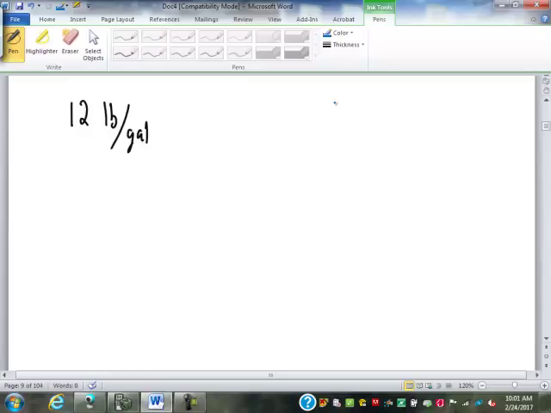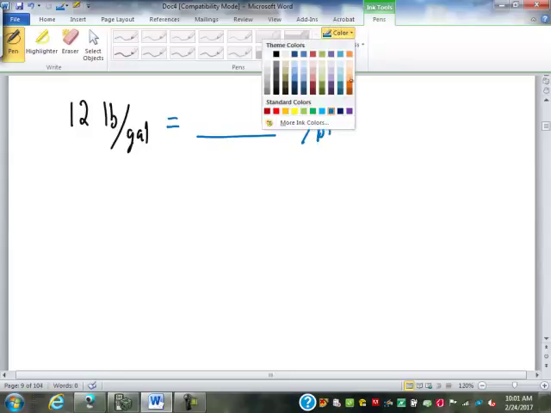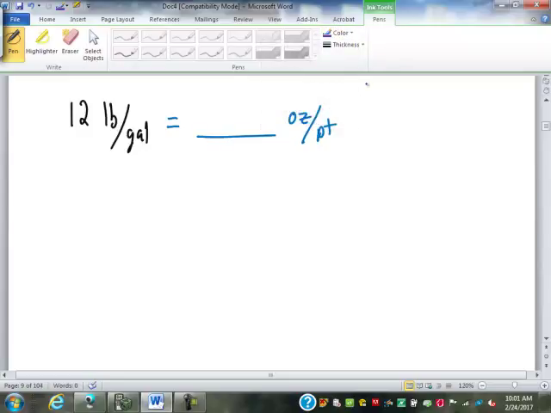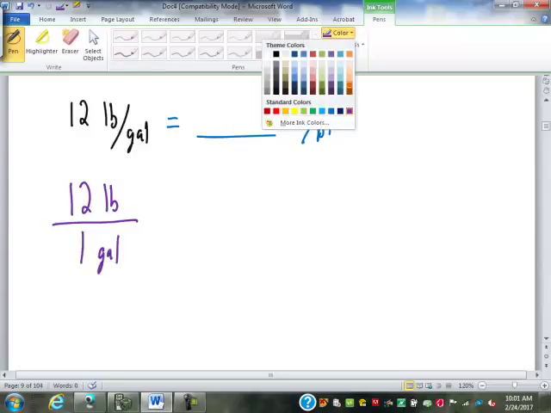So what if I have a substance that has a density of 12 pounds per gallon, and I want to know what that is in ounces per pint? 12 pounds per gallon, we have to recall, just like our rates from last week, is 12 pounds over 1 gallon. And now we have to convert both units.